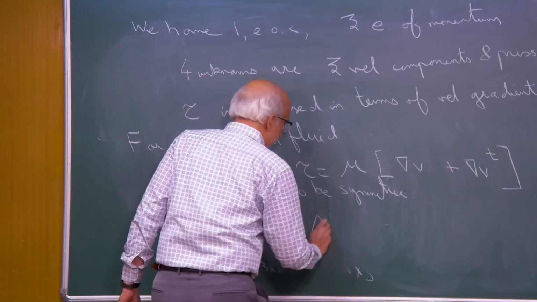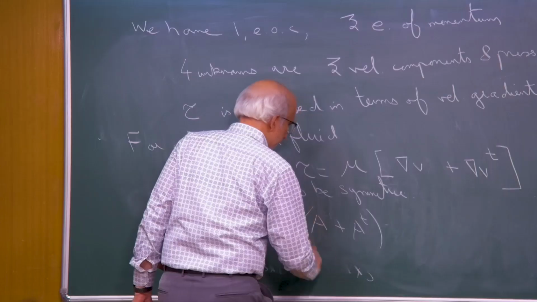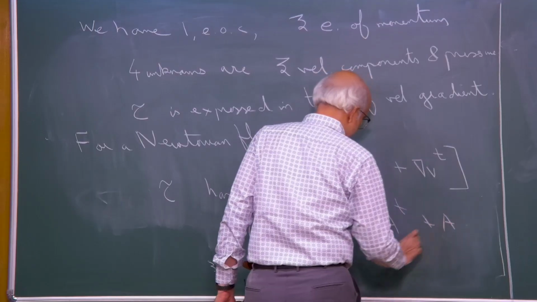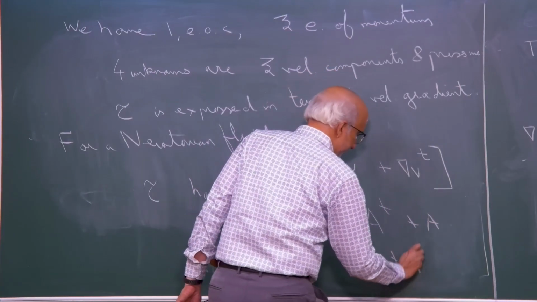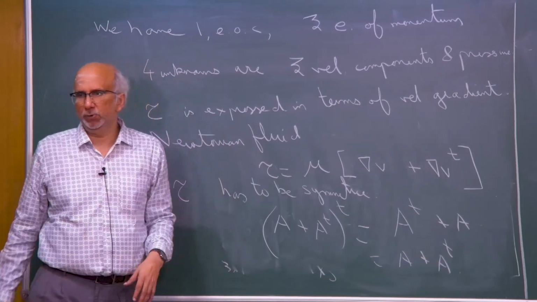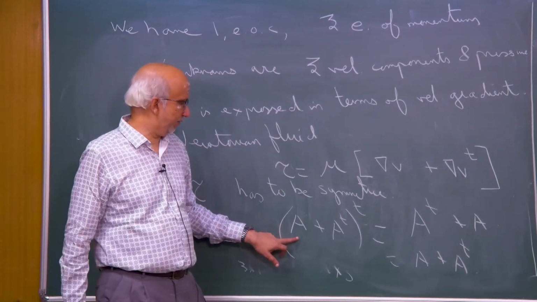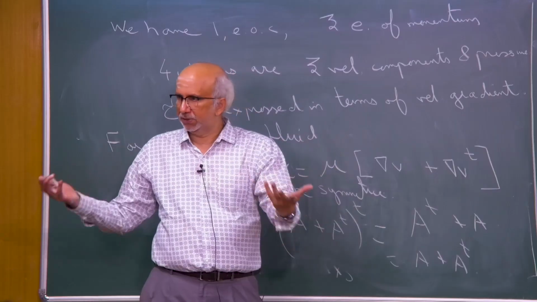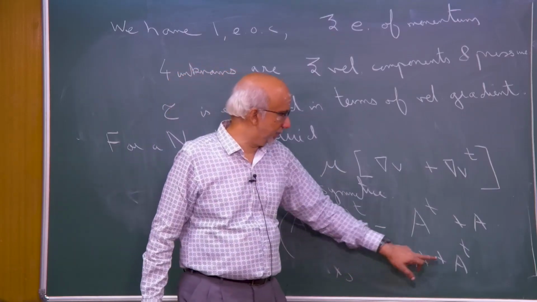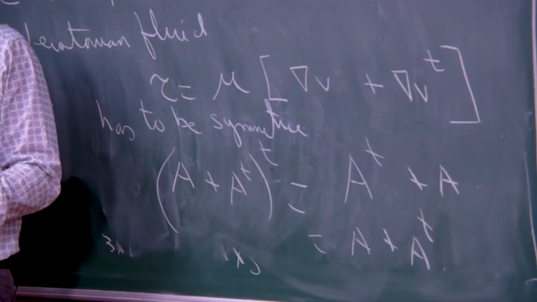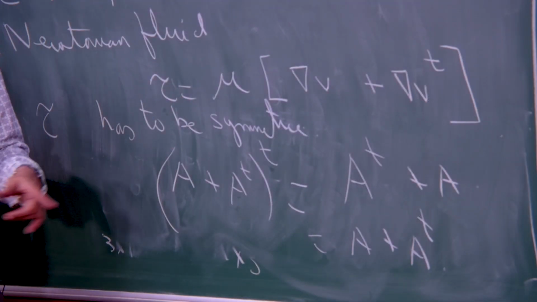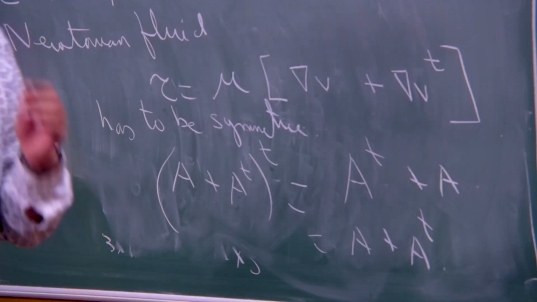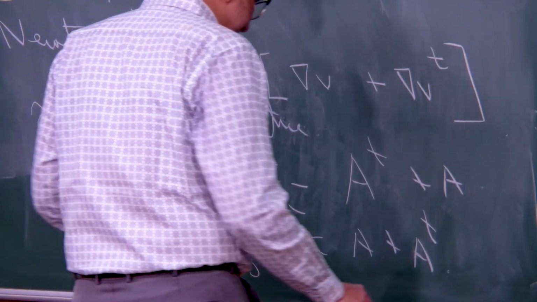So, remember A plus A transpose. What is the transpose of this? It is A transpose plus A, which is the same as A plus A transpose. I am just doing linear algebra. If I have A plus A transpose and take the transpose of that, I get A transpose plus A, and because matrices can be added in any order, I get A plus A transpose. That means A plus A transpose is symmetric. So, one of the things that we are doing is trying to make this symmetric, and that is how it is defined.